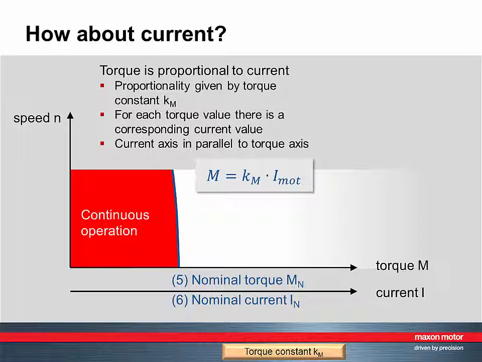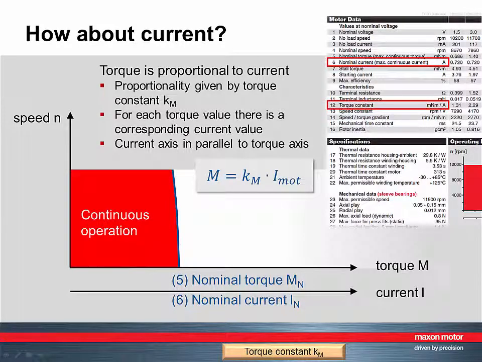Accordingly, the current at the origin of the nominal torque is called nominal current and can be found in line 6 of the motor data. The torque constant is given in line 12. It gives the amount of torque in millinewton meter produced for 1 amp of motor current.